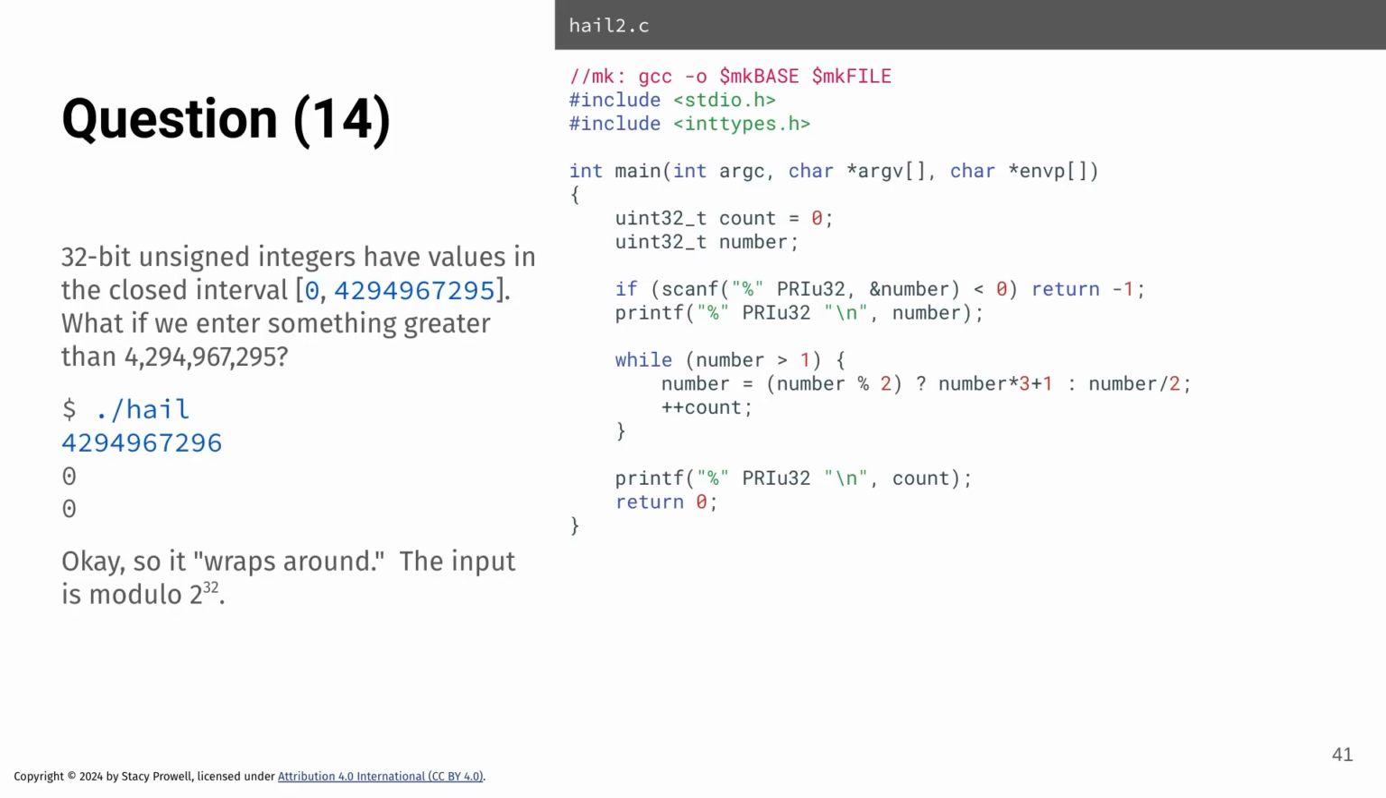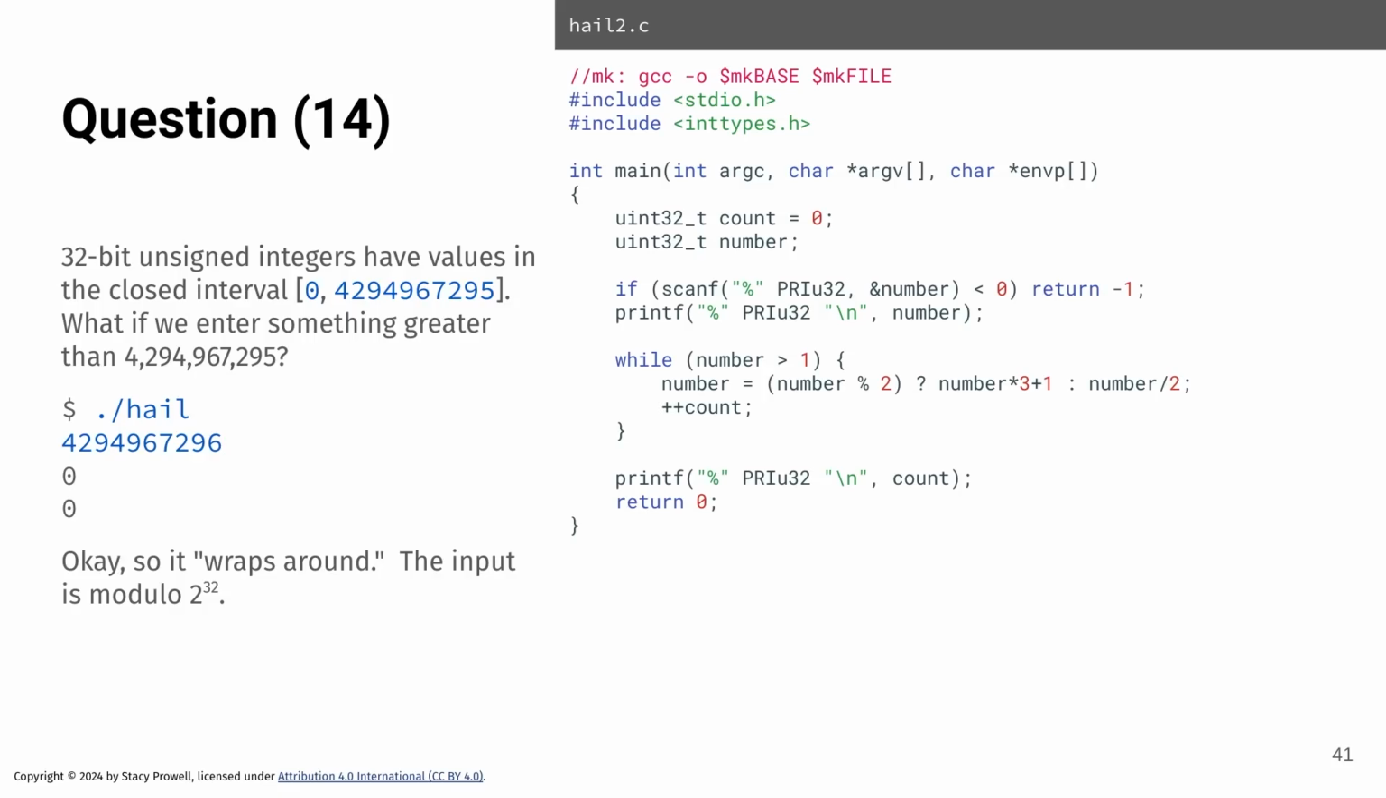32-bit unsigned integers have values that are in that closed interval, right? And if you look at that, what is that? That's about 4 billion, right? It's 2 squared times 2 to the 30th, so it's 4 times 2 to the 30th. 2 to the 10th is about 10 to the 3rd, so it's about 4 billion. So what if we enter something that's greater than that?